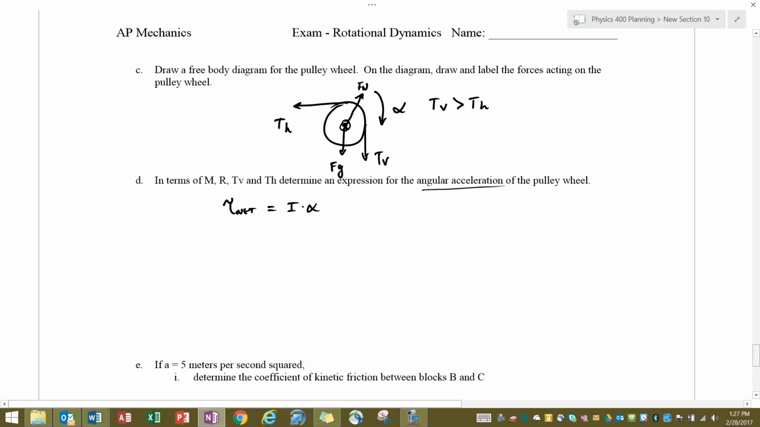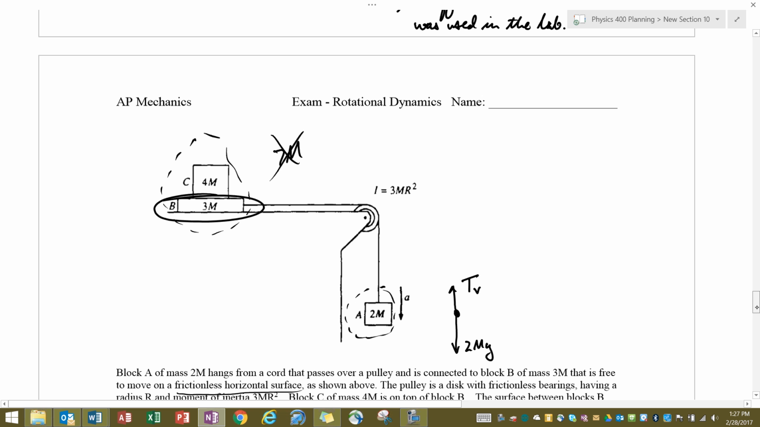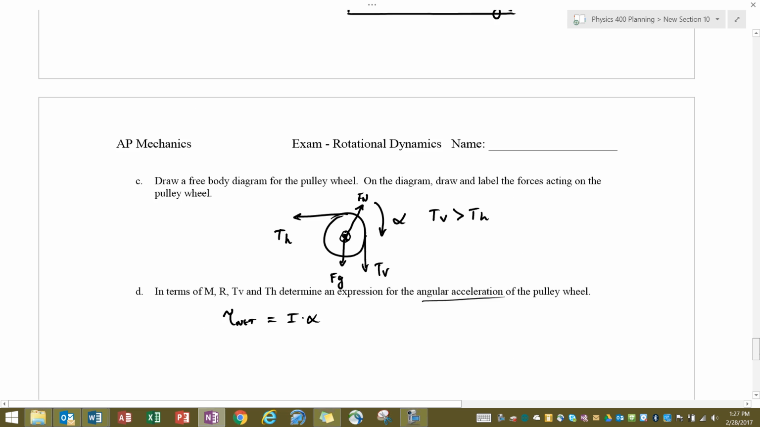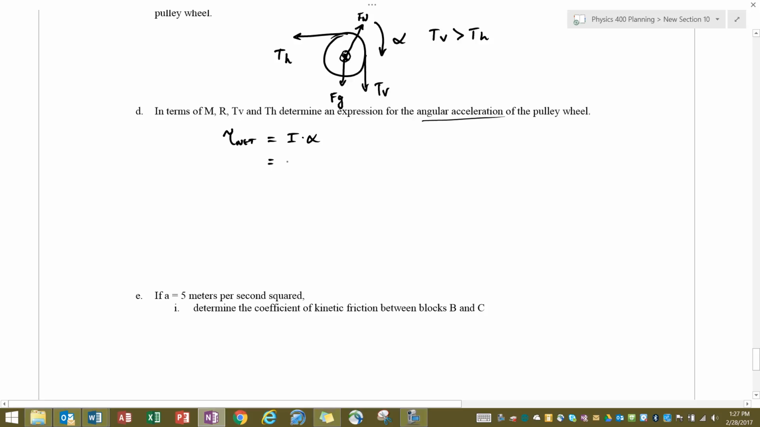Now the moment of inertia of the pulley wheel is given in this problem, so I'm just going to go ahead and make that substitution first. That's 3 capital M times the radius of the pulley wheel squared. The acceleration of the hanging mass is going to be equal to the angular acceleration times the radius of the pulley wheel. Because that string is connected up here, it doesn't slip. So the way this thing angularly accelerates is going to be linked to the way this thing linearly accelerates.